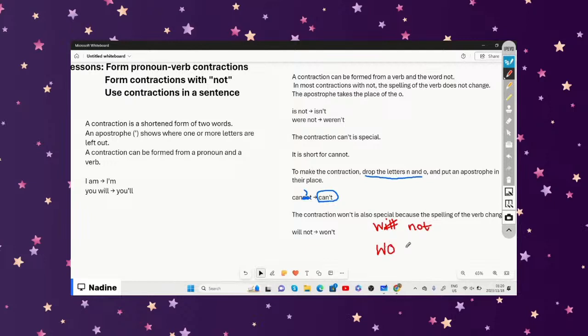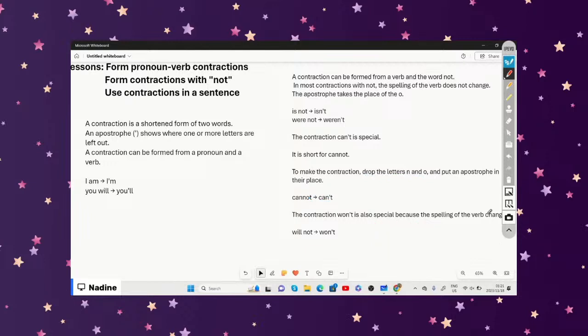And now we need to add not. We bring down our N, like we said. We remove the O also. We add the apostrophe in its place, and we add the T. And that is won't. And the I-double-L that we removed from the verb, we do not put an apostrophe in its place because, like we said, we don't add apostrophes twice, only one apostrophe.